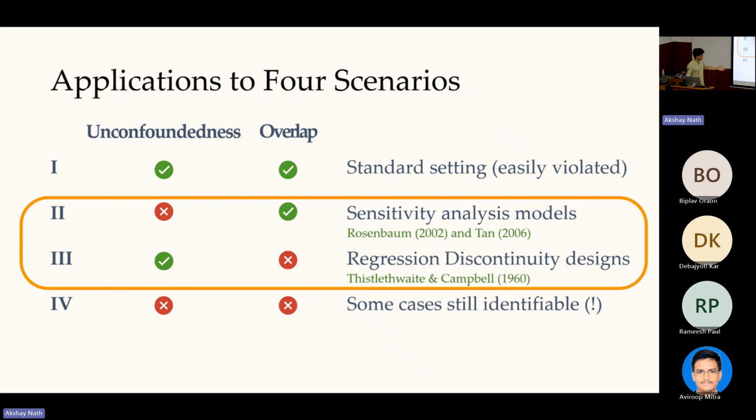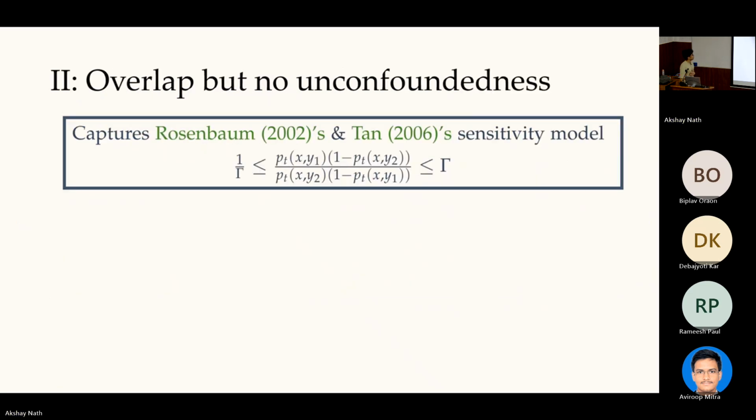But what is perhaps interesting is that even when you have neither unconfoundedness nor overlap, there are some classes where you can still identify. I won't go over them in this talk because I don't know of any practical cases where that might be relevant. If you come up with some, that would be very interesting. But the other two, we have concrete studies that at least fit the framework we are trying to capture. So with that, let's go over this first sensitivity analysis model.